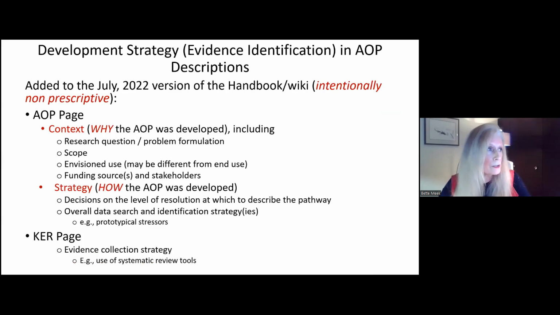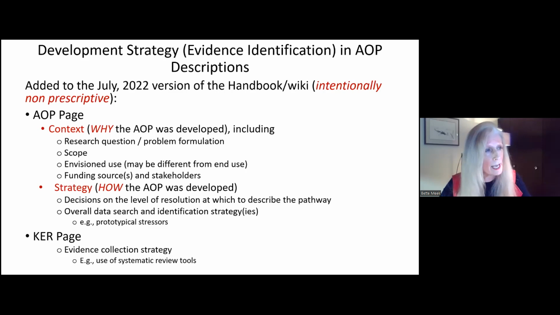So added to the July 2022 version of the handbook wiki is an intentionally non-prescriptive text description of, in fact, the AOP development strategy. On the AOP page, we indicate the context of why the AOP was developed. And in the developer's handbook, we describe some of the considerations that need to be made in terms of describing that context. What was the research question or problem formulation? What's the scope? What's the envisaged use? And the funding source and stakeholders.